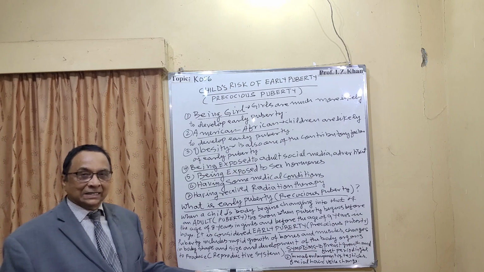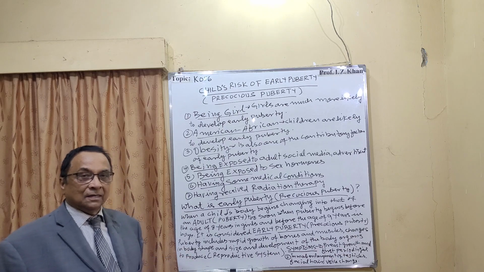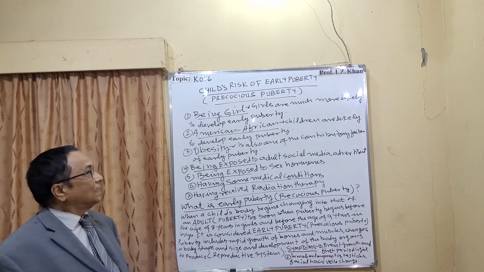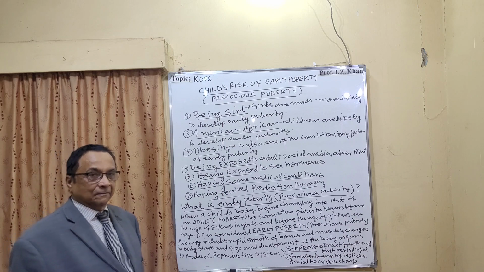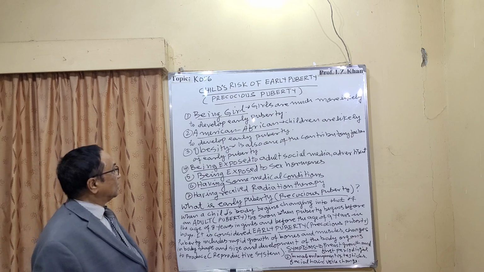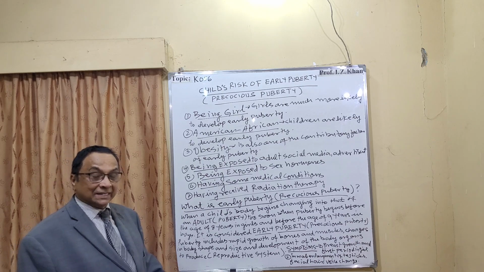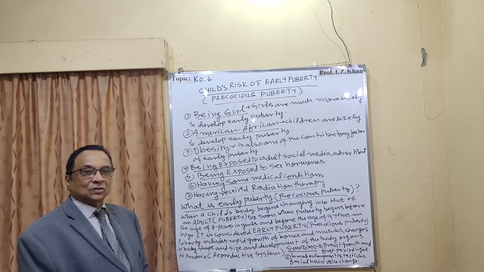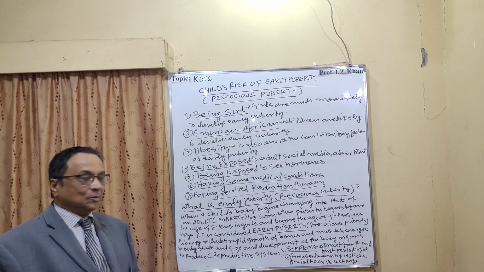Number one, who is at high risk, male and female child. First is being a girl. Girls have more chance of early puberty, much more likely to develop early puberty. Number two, African American hybrid. They are also likely to develop early puberty. Third, obesity. Obesity is also one of the contributory factors. If you are obese, you are fatty, it is going to disturb a lot of enzyme and hormone secretion. That is a contributory factor.